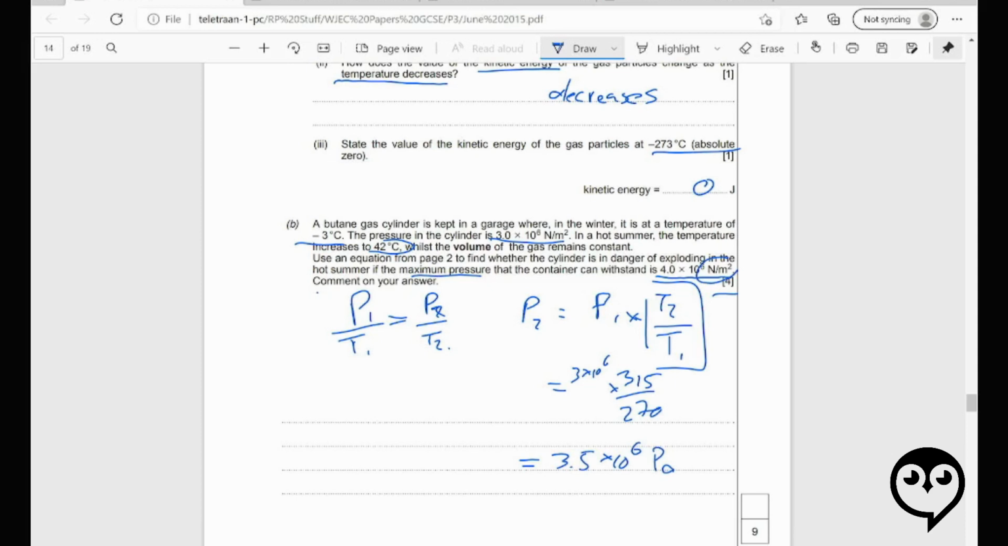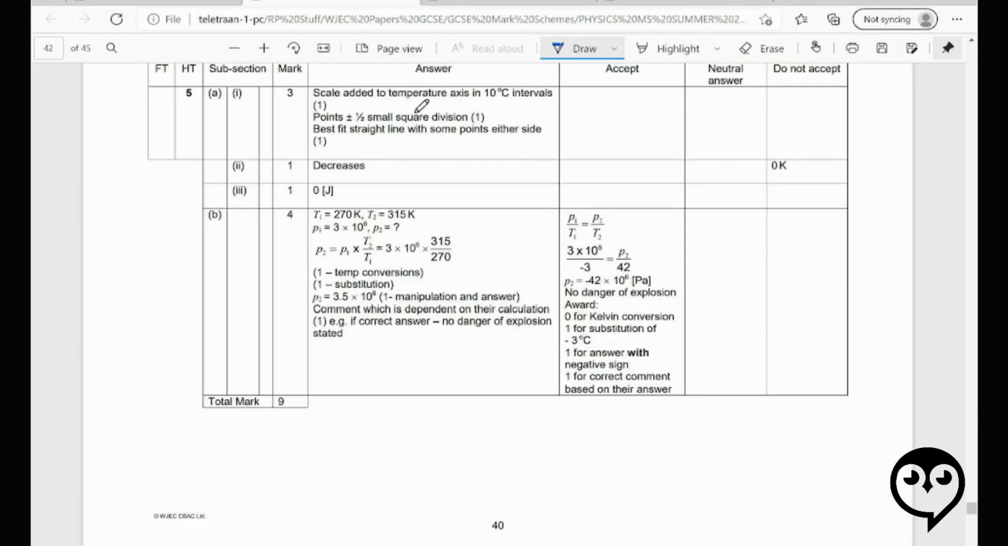And we can go as far as 4, so I would say there is no danger, everything's safe. Comment just no danger, it seems to be below the value, so that seems to be fine. Let's take a look at the mark scheme. Scale added to the temperature axis. Good, I did that. Points, all points there, and a best fit line. It decreases 0. Good. There's the ratio we did.